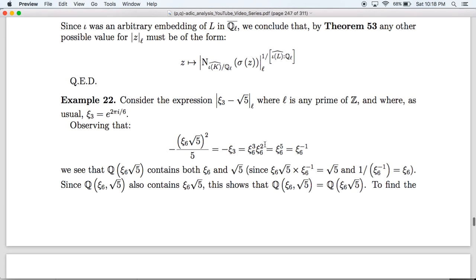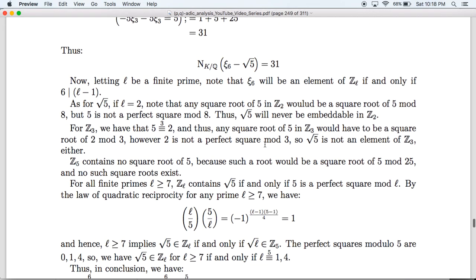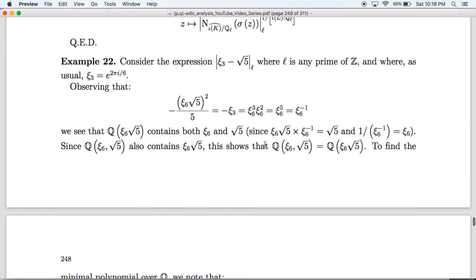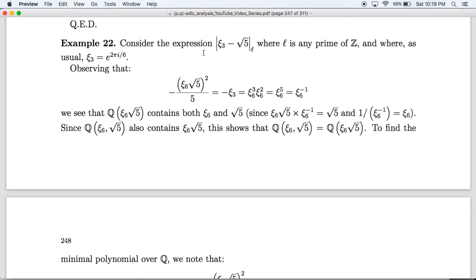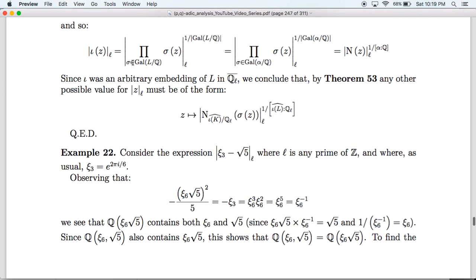So now just an example. Yes, this is the big one. So this is just to finish up this part of this episode; there's more coming still. Now let's consider e^(2 pi i/3) minus the square root of 5, and let's consider its L-adic absolute value, where L is any prime. Sorry, this should be a 6, not a 3. And this should be a 6, not a 3.